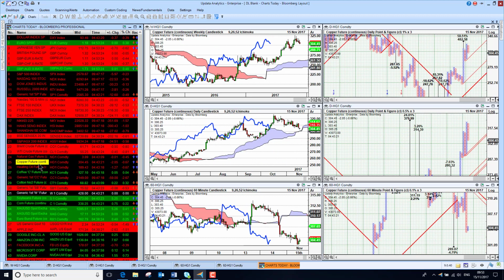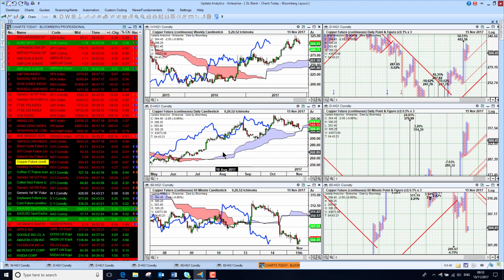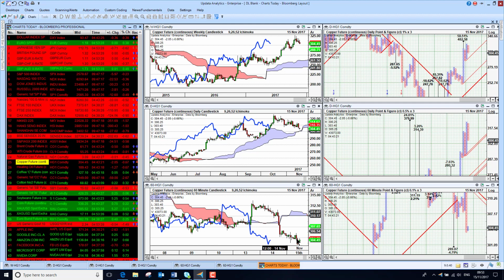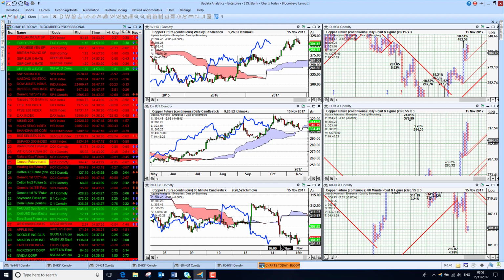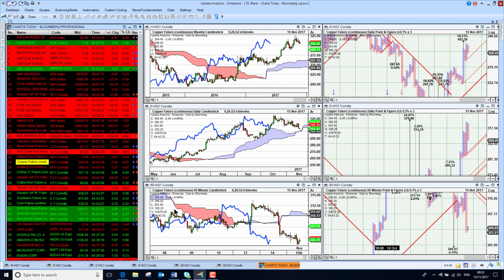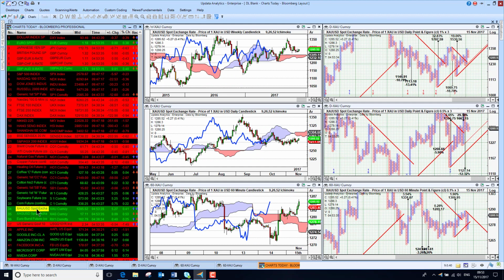And copper, quite a good proxy for what's happening in the world economy. We are seeing here copper is bearish as well, just falling away at the moment, and a downside target of 4.8%.